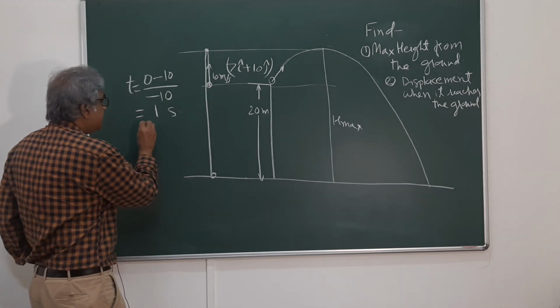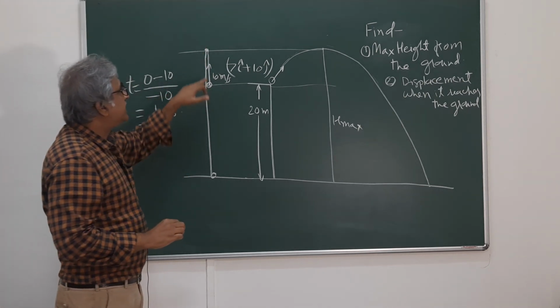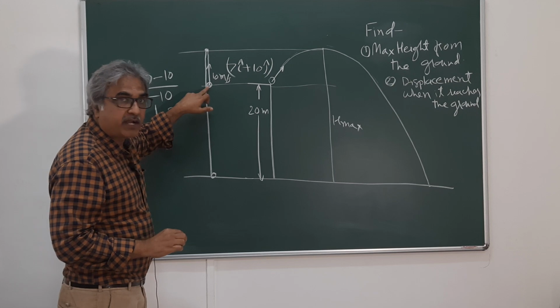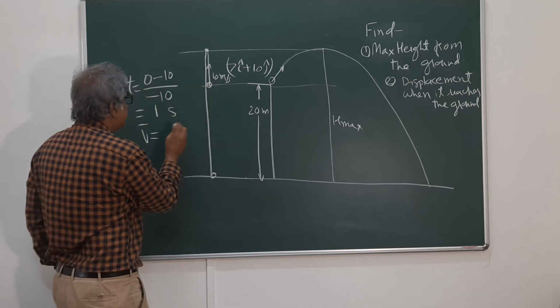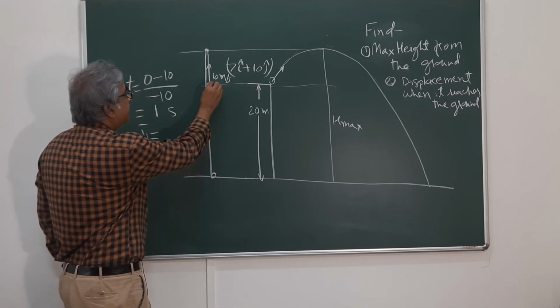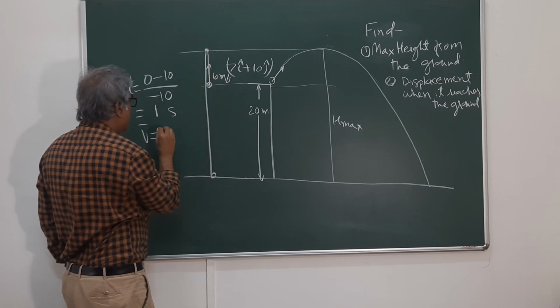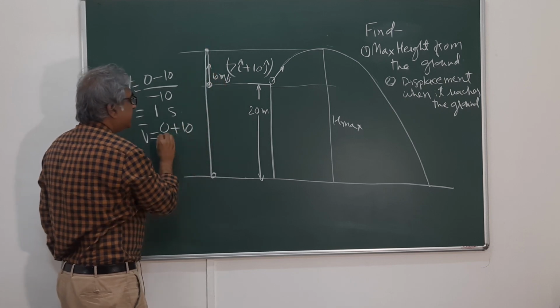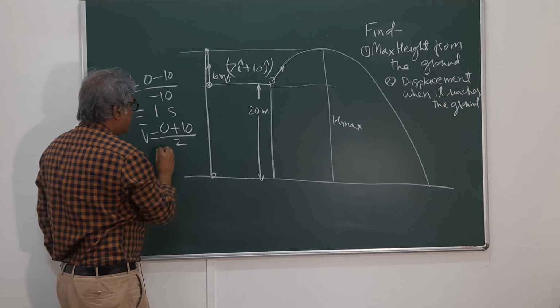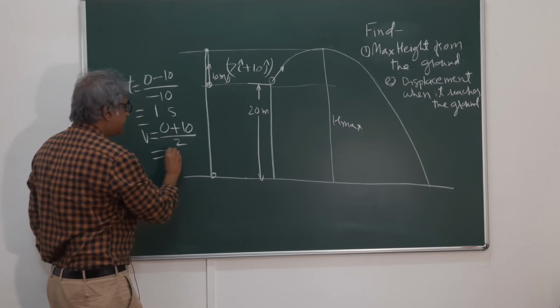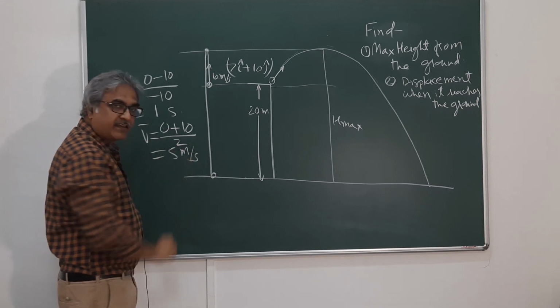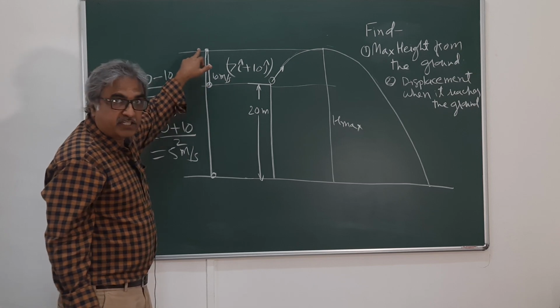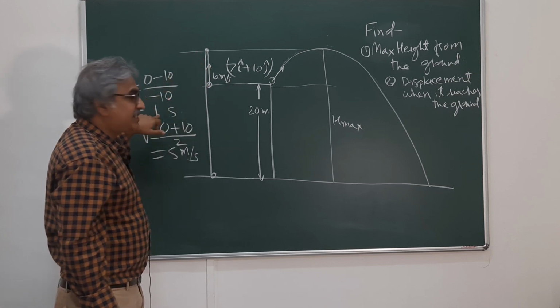V average is given by final velocity plus initial velocity by 2. So final velocity is 0. 0 plus initial, 10, by 2. So average velocity is 5 meters per second. Time required is 1 second.